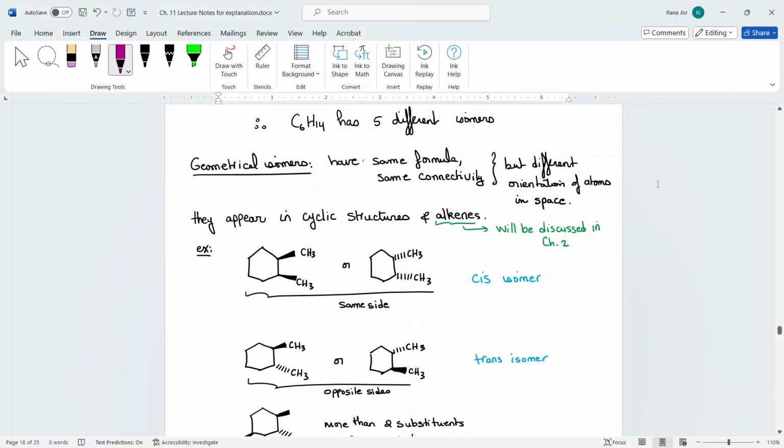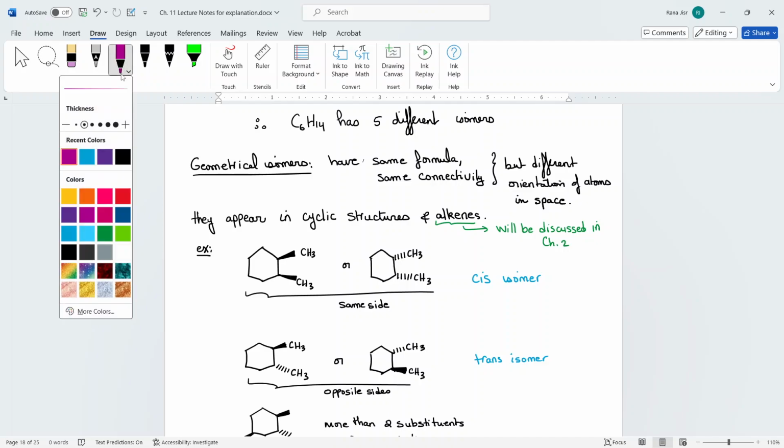The other type of isomers is the geometrical isomers. Now, geometrical isomers is a type of isomer, so they should have the same molecular formula, but they are not structural. Pay attention. This means that they need to have the same connectivity, not different, same. So geometrical isomers are isomers that have the same molecular formula and the same connectivity. The difference is the rotation in space or the orientation of the atoms in space. This is the difference in it.